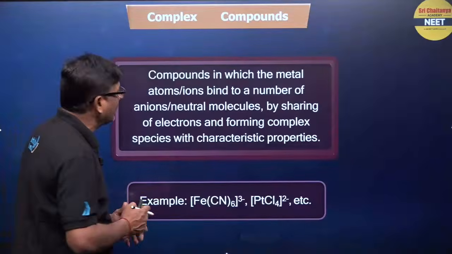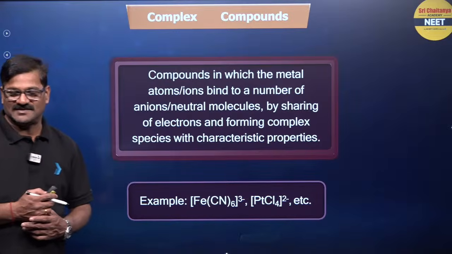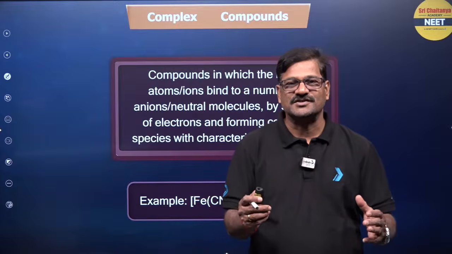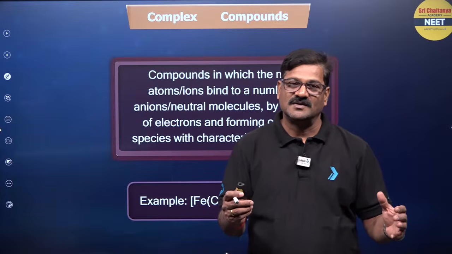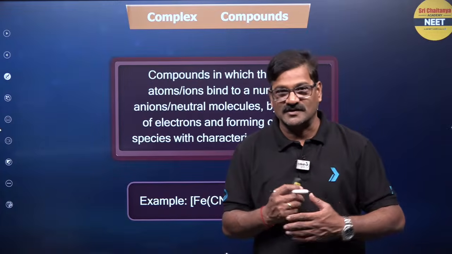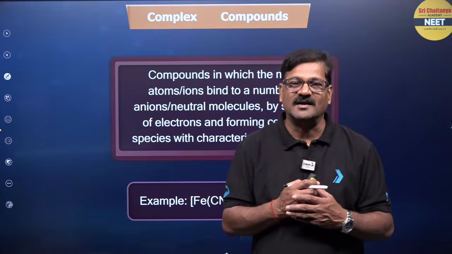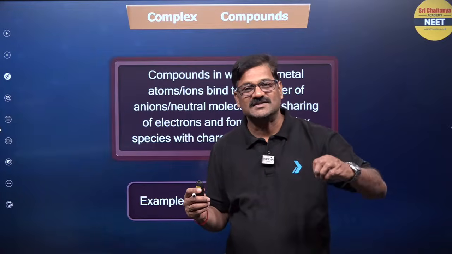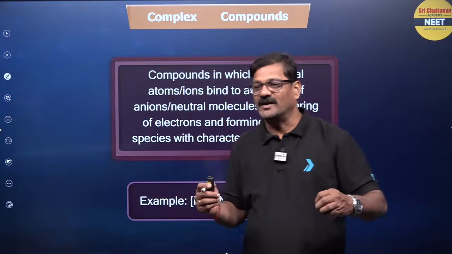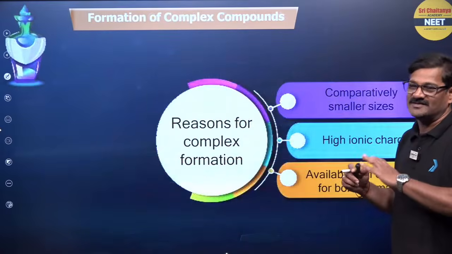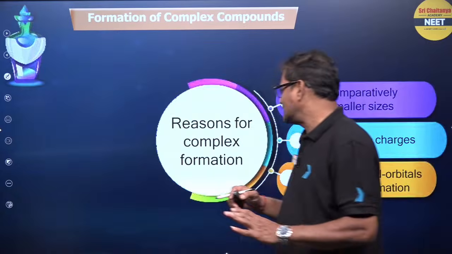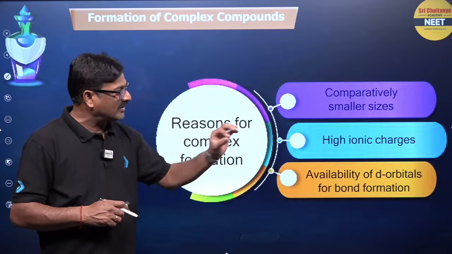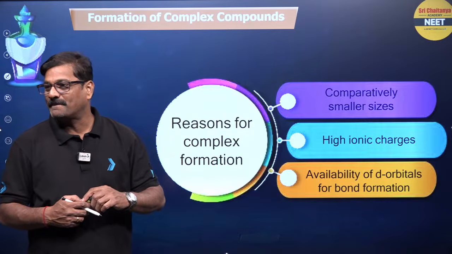Right. Now moving ahead, they form complexes. Complex compounds can be formed by transition metals because of high nuclear charge, so that the ligand can be stabilized, and because of the variable oxidation state and availability of d orbitals. We have a separate chapter for that. The reasons for complex formation are comparatively small size, high ionic charge, and effective nuclear charge.